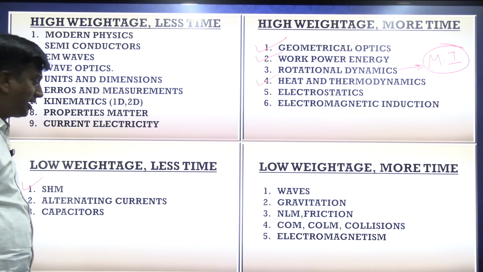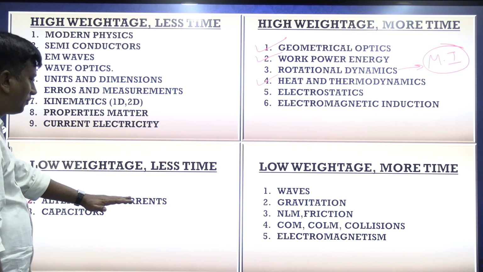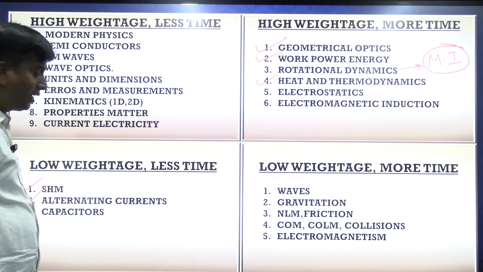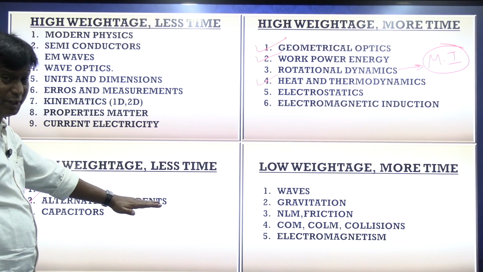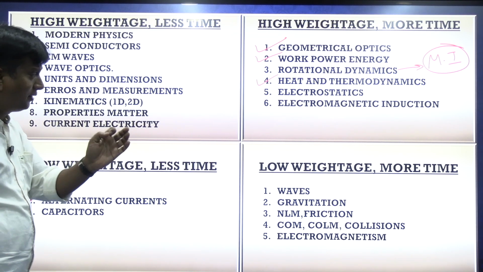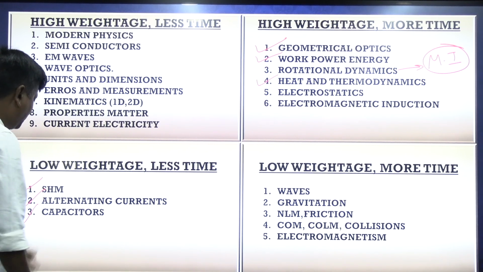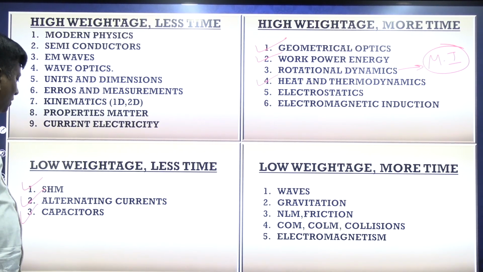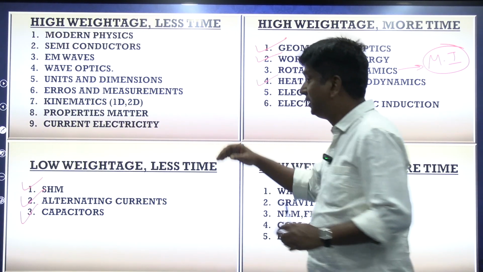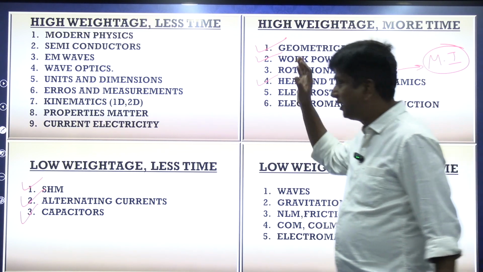Next comes alternating currents. Alternating currents will also take less time, because you just have to go through how to draw the phasor diagrams, the impedance-related things, series only, LR circuits, LC, LCR series, resonance, and all that. If you go through it, it will be done. Capacitors, which students are generally more comfortable with, so they can go through these things also, right?